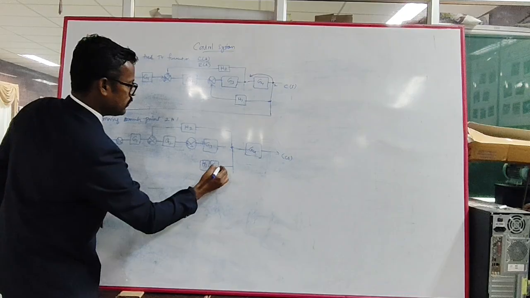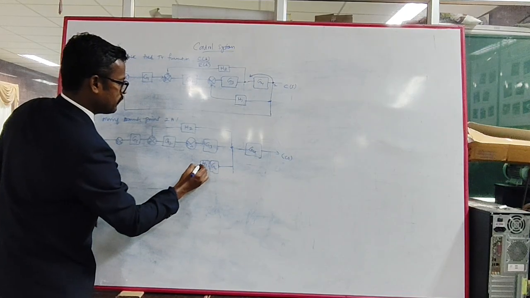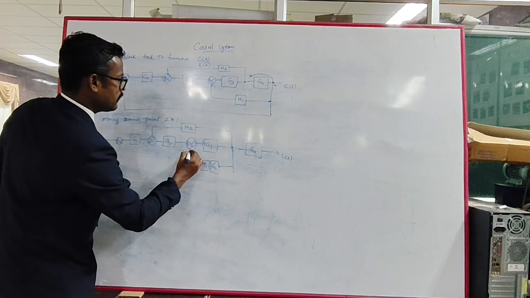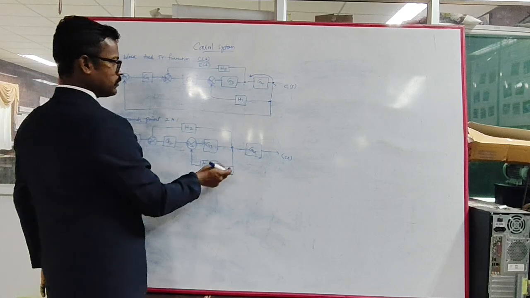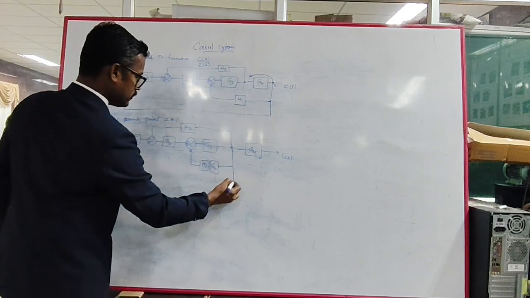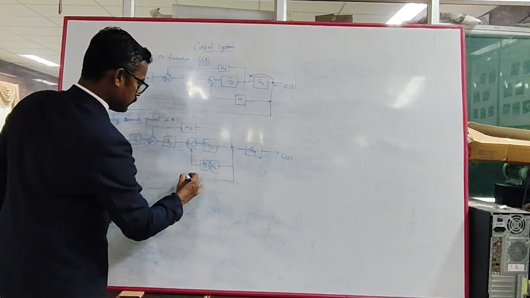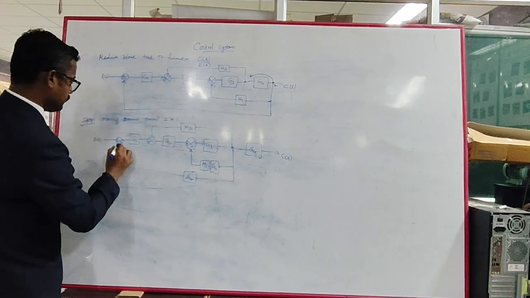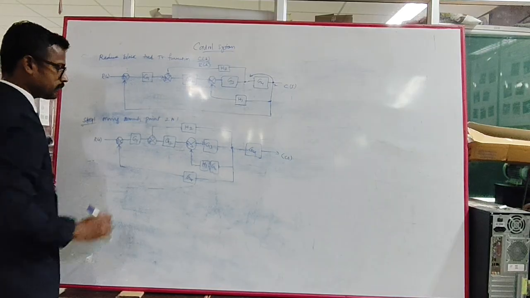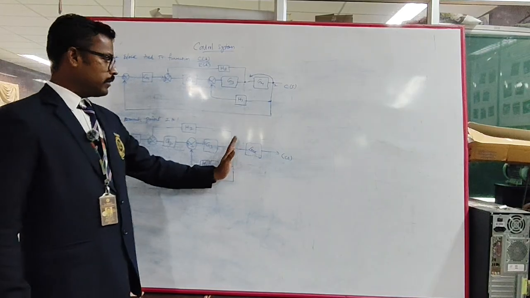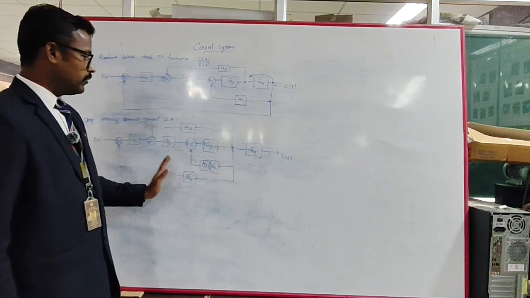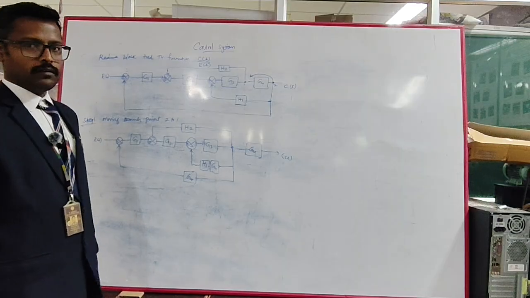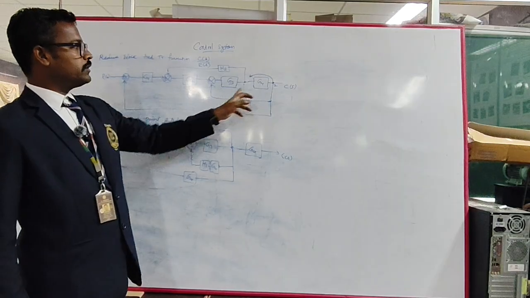Okay, H1 into G4 here, because it has to multiply it with, and here also it has to be multiplied with the G4, and this will be given to here. Okay, just moving the point, and we have to reduce this block, because we can reduce the block.